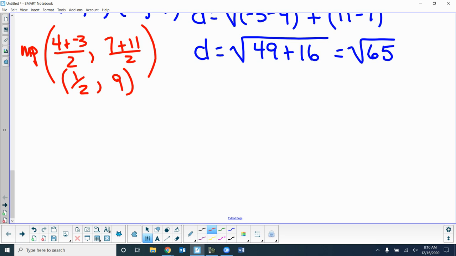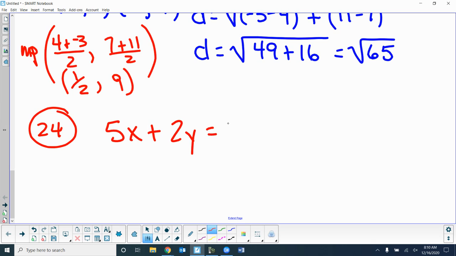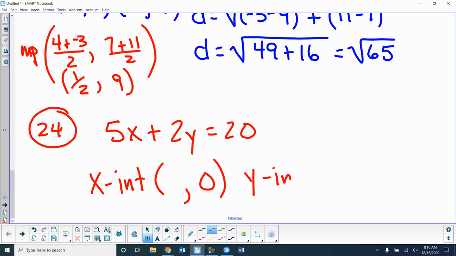All right, 24. Give you an equation: 5x plus 2y equals 20. And you're supposed to find the x-intercept. And that's when the y is 0. And the y-intercept, and that's when the x is 0.